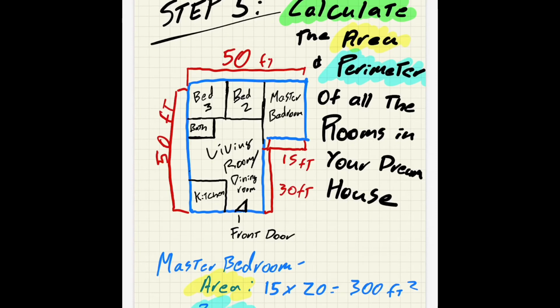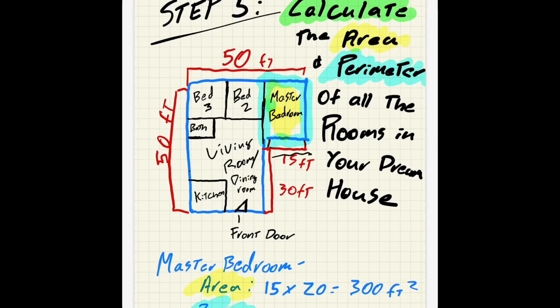Step 5, now that you've drawn all of your rooms, you need to calculate the area and the perimeter of all the rooms in your house. Okay? So for my master bedroom, I know that it is 15 feet.